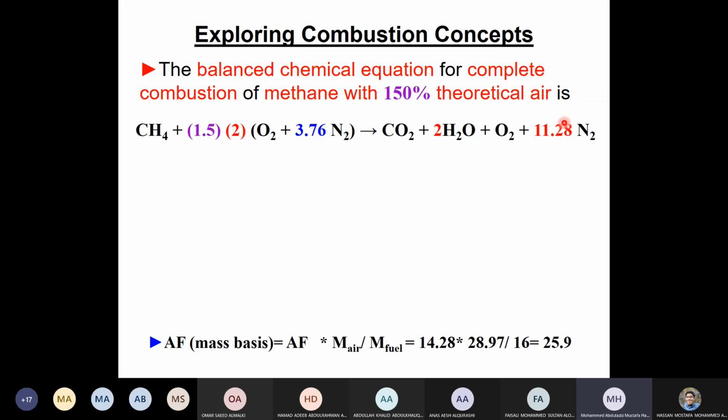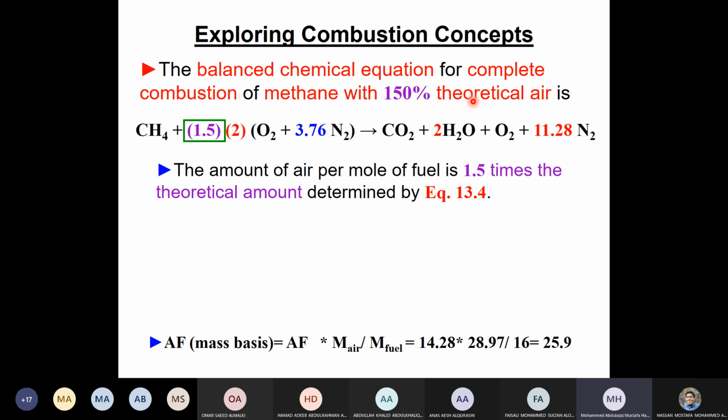or we call it 50% excess air. For example, suppose your salary is 1,000 riyal. When I say we are going to give you 150% of that, you are getting 1,500 Saudi riyal. When I ask what is the extra or excess amount, you say it is 500 Saudi riyal. So this is the difference between 150% theoretical air or 50% excess air. It is the same. Okay.